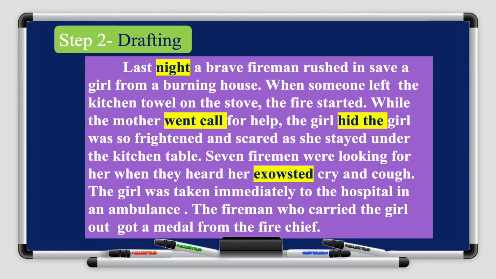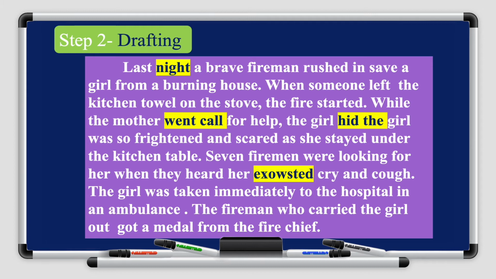Last night, a brave fireman rushed in, save a girl from a burning house. When someone left the kitchen towel on the stove, the fire started. While the mother went call for help, the girl hid. The girl was so frightened and scared as she stayed under the kitchen table. 7 firemen were looking for her when they heard her exhausted cry and cough. The girl was taken immediately to the hospital in an ambulance. The fireman carried the girl out, got a medal from the fire chief.